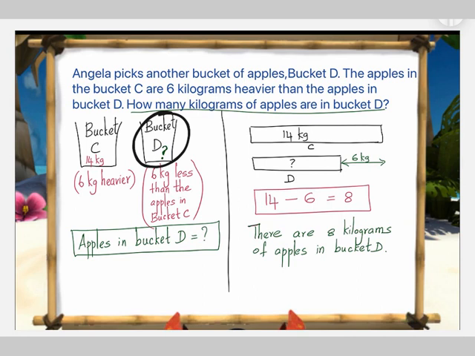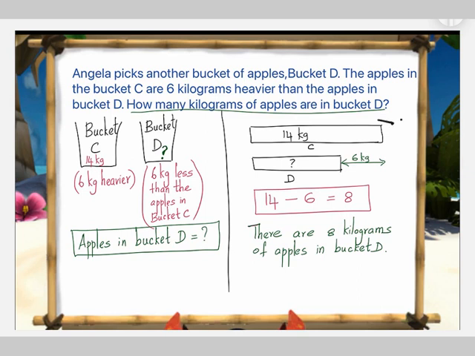Okay, one hint that we know is bucket C is 6 kgs heavier than bucket D. So it is heavier than D. That means bucket C must be much bigger too. Okay, so since bucket C is 6 kgs heavier, we know that bucket D must be 6 kg less than bucket C. Okay, for that let us draw a tape diagram and find out.